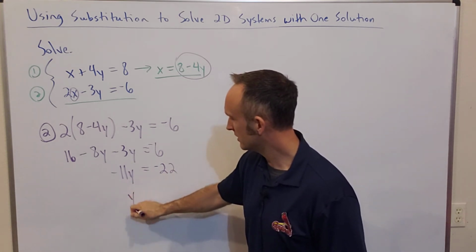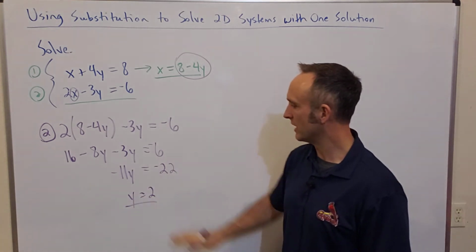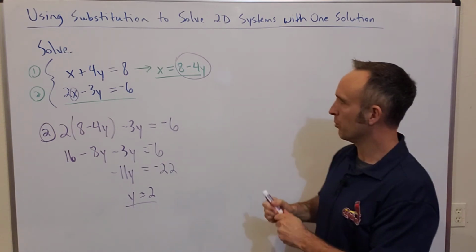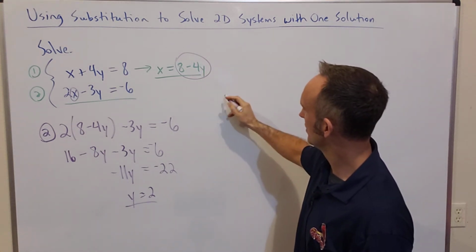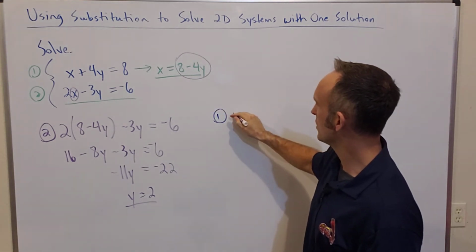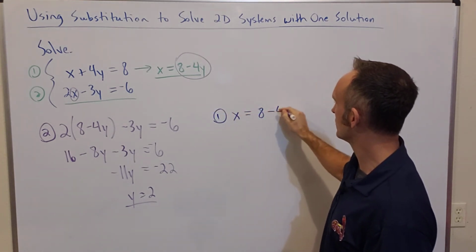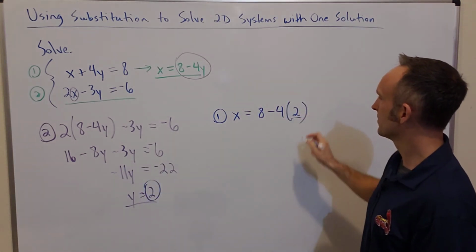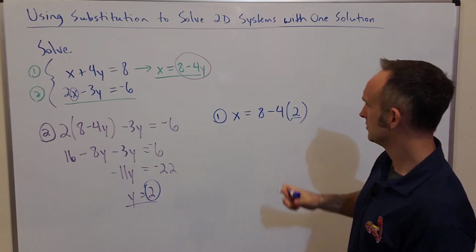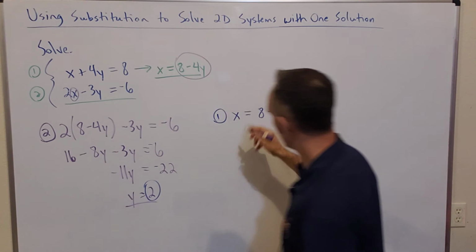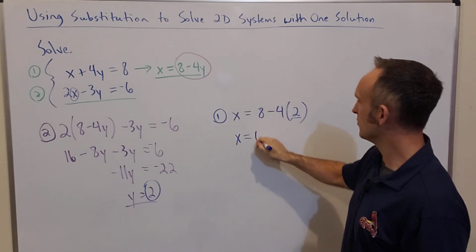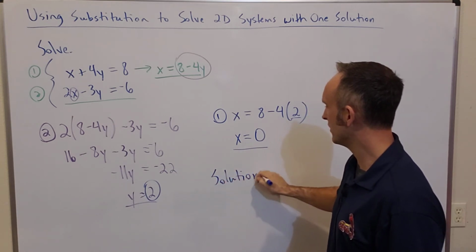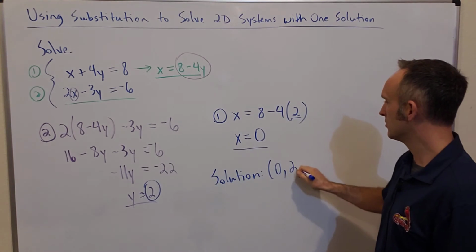Divide by negative 11, giving us positive 2. So now we have our y, and we need to get our x. So we'll go back to equation 1. In this case, that's easy to do. Equation 1 says that x equals 8 minus 4 times y, which is 2 in this case, right? Yes. Okay. So we get x equals 8 minus 8, which is 0. So the solution to this system is this very nice ordered pair, (0, 2).